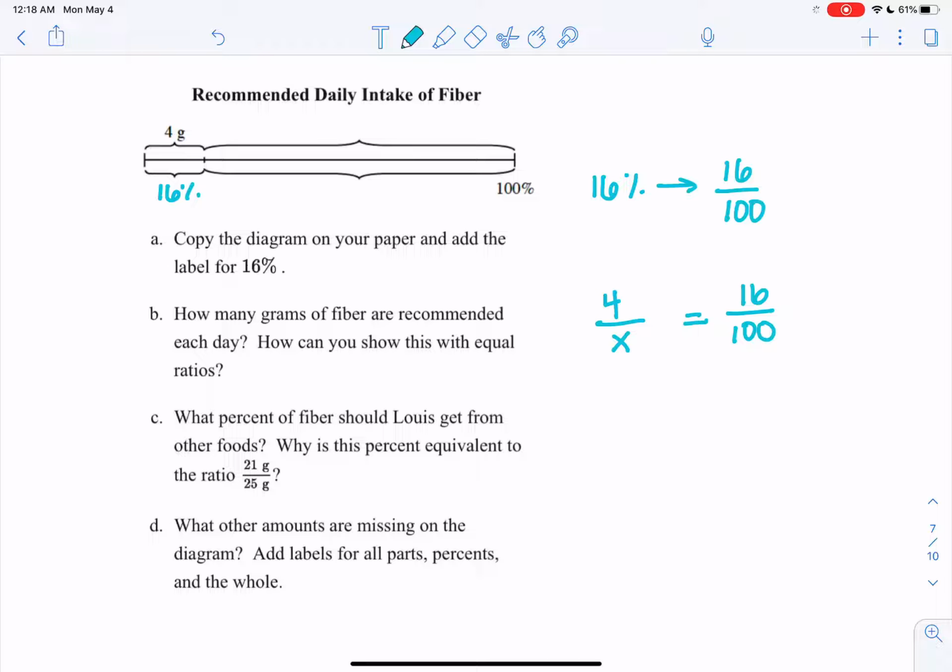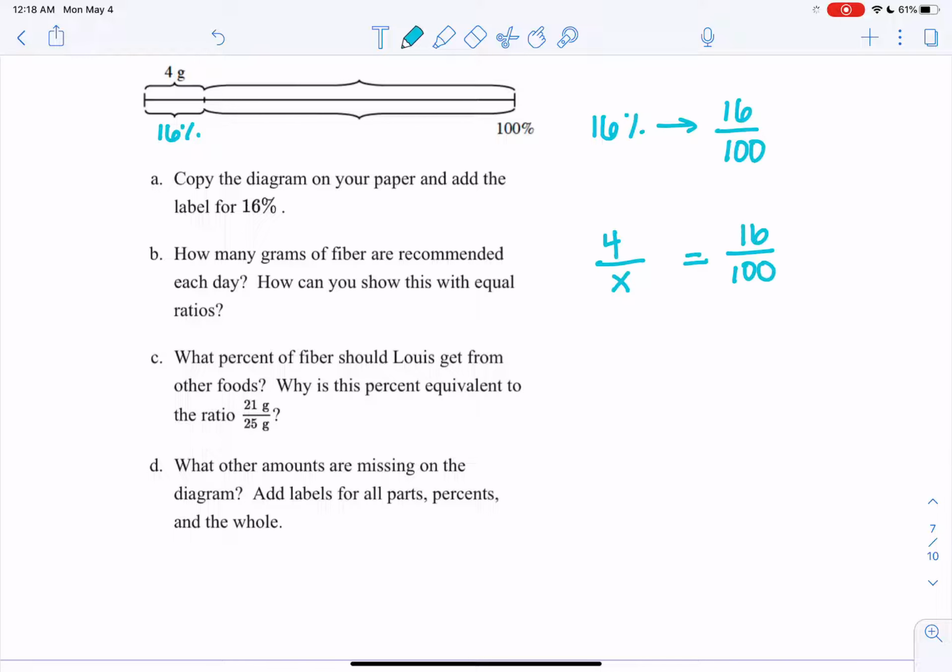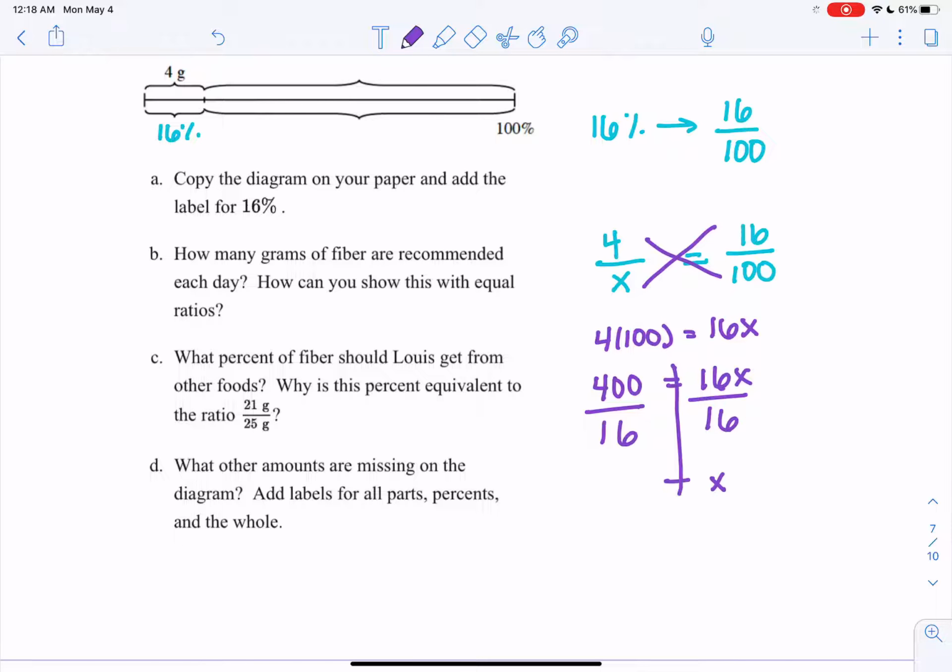So now we need to find what this daily fiber intake is. And there's 2 ways of doing it. We can do what we call cross multiplication, where we do 4 times 100 and then 16 times x. 4 times 100 is 400 and 16x stays the same. We then have to divide both sides by 16 and we get that x is equal to 25.